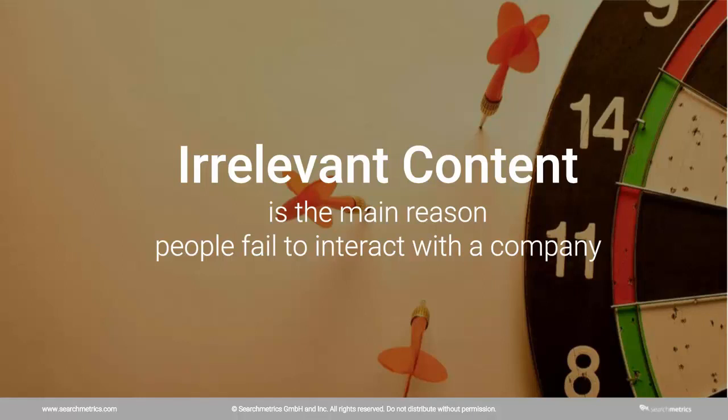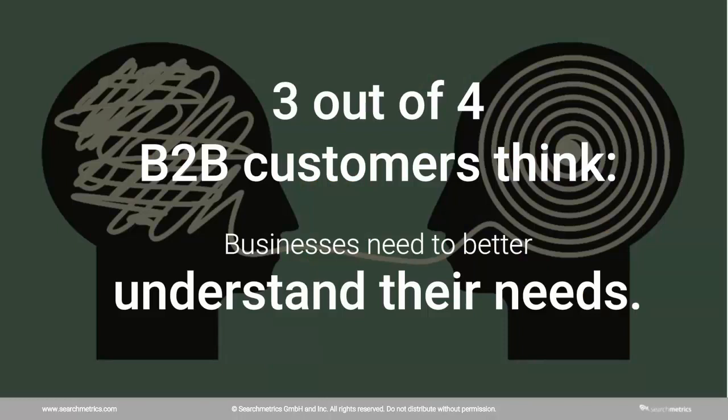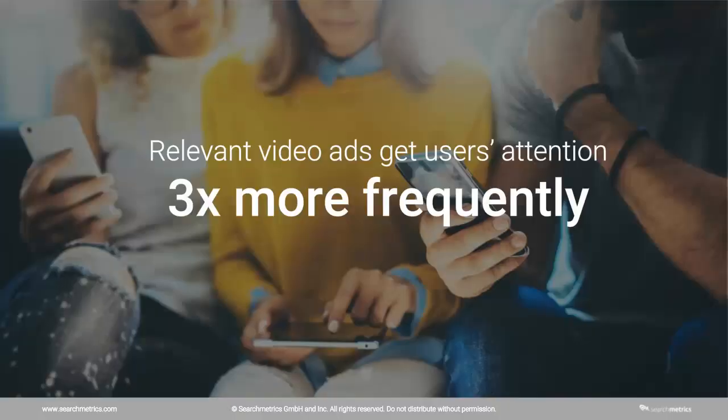So that actually comes down to 3 out of 4 B2B customers thinking that businesses need to better understand their needs. This is another Mercator study, which shows there's definitely a lack of understanding on the company side for their clients. That is very critical, because you leave out a lot of potential to get in touch with your client, make them not only aware of you, but also get in a dialogue with them and bind them to your company.